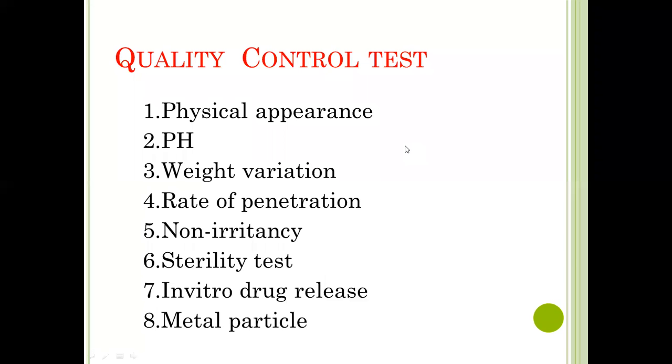And by using the Whatman filter paper, it is one type of filter paper. This filter paper is to be soaked in the phosphate buffer, and then give a thin layer of ointment and apply it on the filter paper. The amount of drug permeated is determined by using the spectrophotometer.